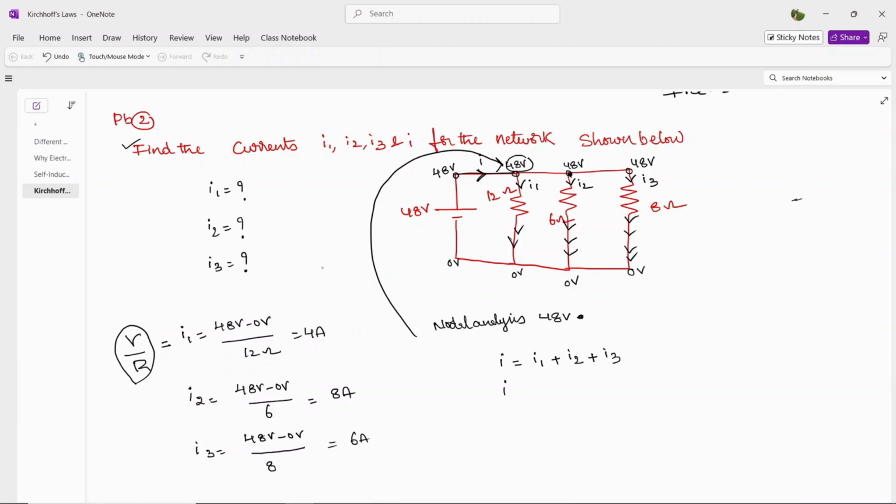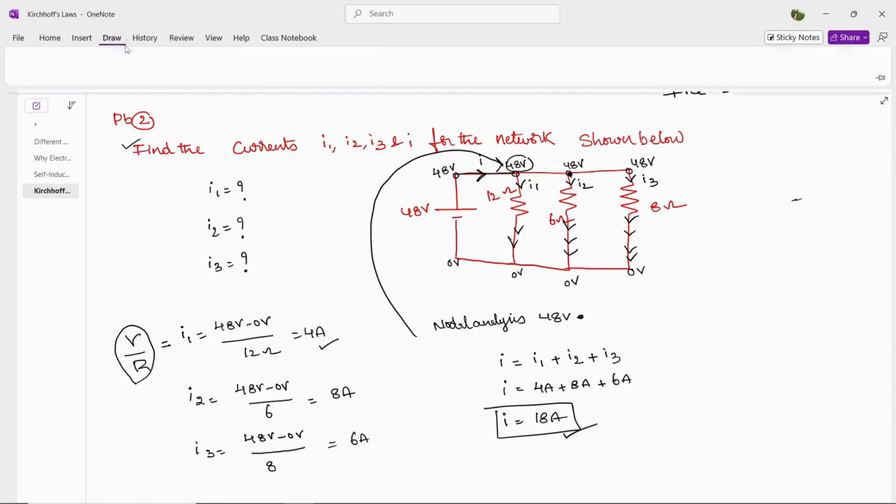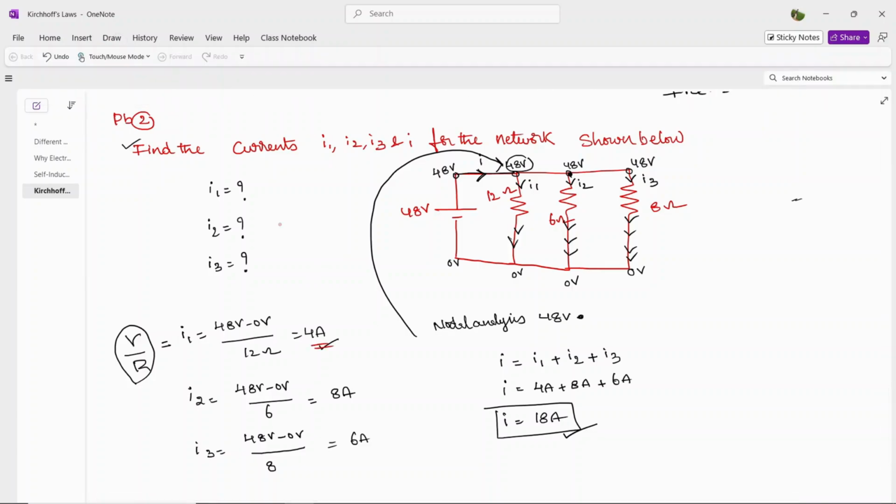Now I is equal to I1 plus I2 plus I3. I1 value is 4 amperes, I2 value is 8 amperes, I3 value is 6 amperes. Therefore I is, totally, 18 amperes. So the value of I is 18 amperes, I1 is 4 amperes, I2 is 8 amperes, and I3 is 6 amperes. This is how we found the values of I1, I2, I3 and I for the network shown below.